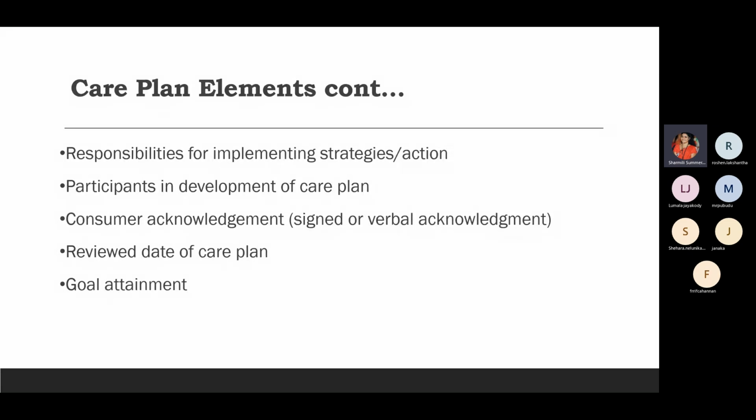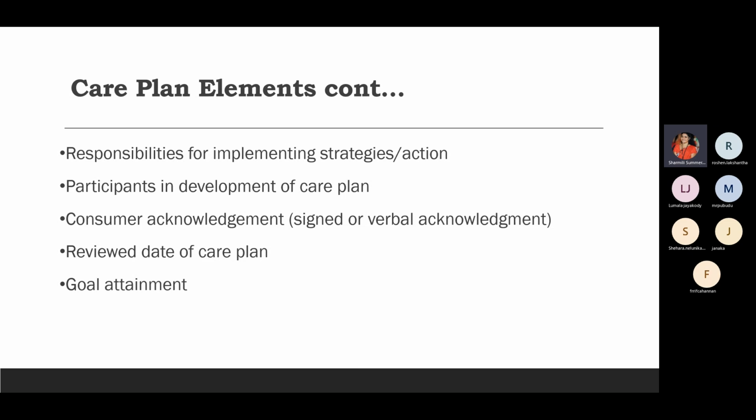Responsibilities for implementing strategies or actions. Yes. So what are the implementing responsibilities? That means you plan your care, but that is not enough, right? Once you plan, you are the person who needs to implement whatever you plan according to the order. So as the implementation or the execution part, you need to write what are the things that you did as your responsibilities.